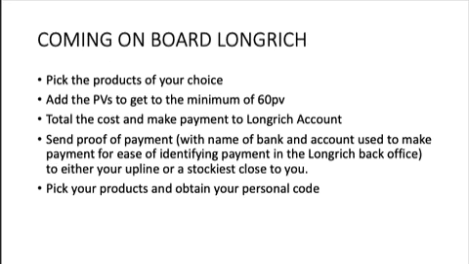So when you pick all your products, add the PVs together, make sure you get to the minimum PV of 60, total the cost, and make payment to the Longrich account. Your upline or your sponsor will give you the Longrich account. You send proof of payment with the name of the bank and the account used to make the payment, for ease of identifying payments in the Longrich back office, to either your upline or a stockist closest to you. With the form properly filled, you would be given your personal code and you can pick your products.